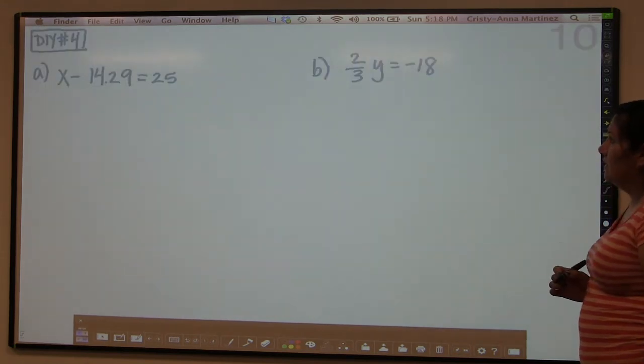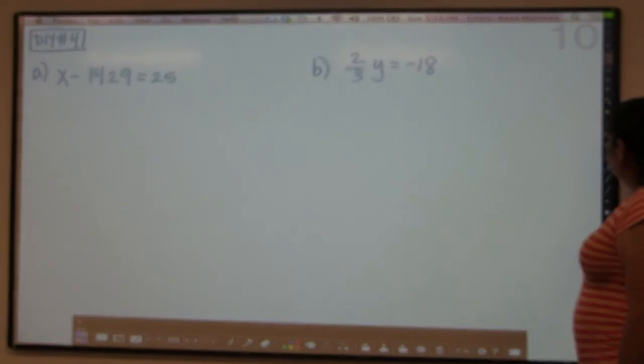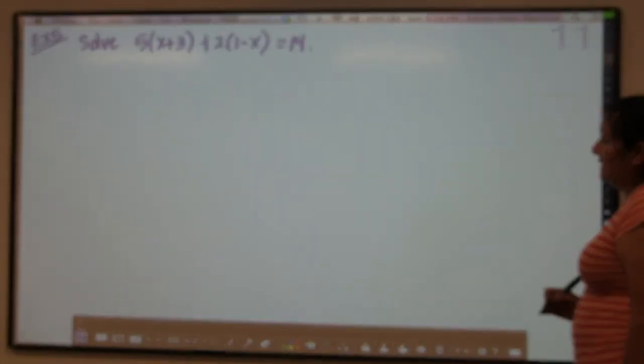And now you can try these do-it-yourself problems by yourself. Don't forget to check your solution. And then we're going to move on to example 5.